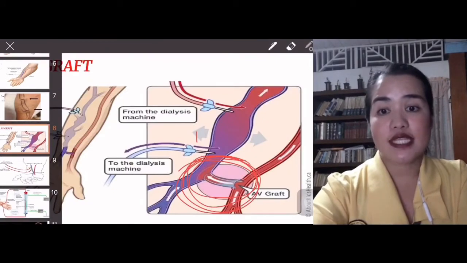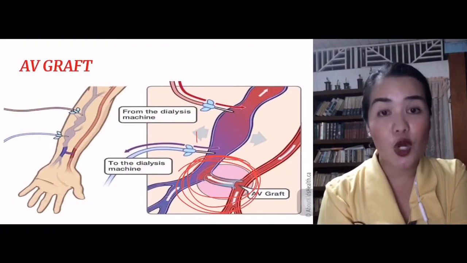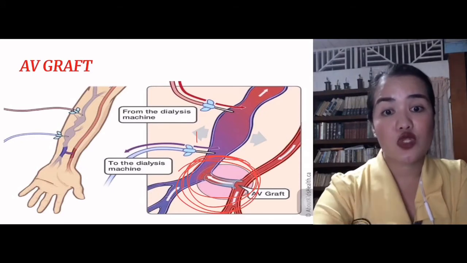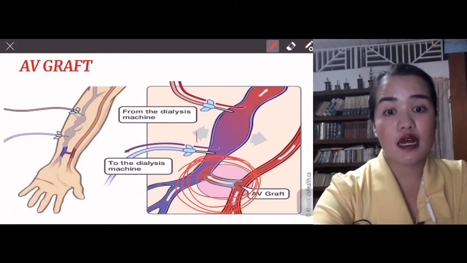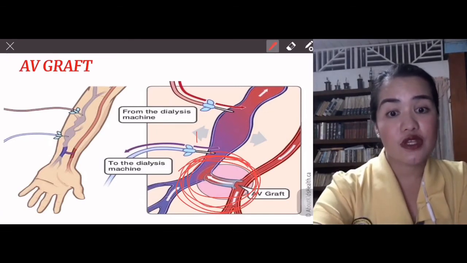Next we have the AV graft, or arteriovenous graft. This is actually the same as the AV fistula. The only difference is that a synthetic tube is used to connect one end to the artery and the other end to the vein.